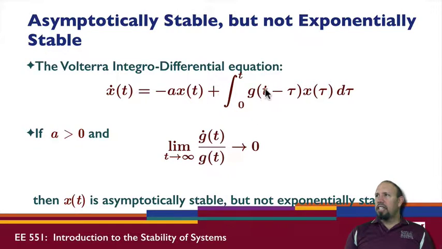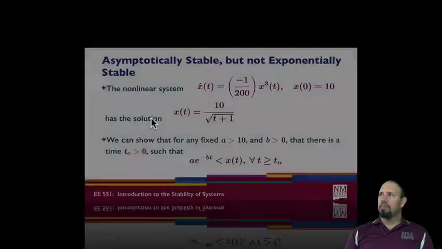So it's actually time varying, and that's why it comes out this way. Basically, for systems that are not time invariant, you can have a system that is asymptotically stable but not exponentially stable. So this is not a nonlinear function, it's a time varying function, a time varying system.